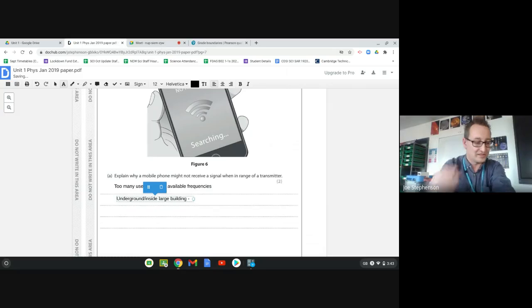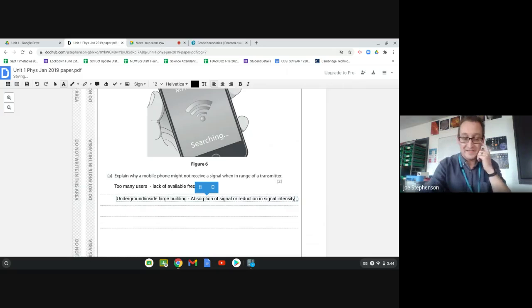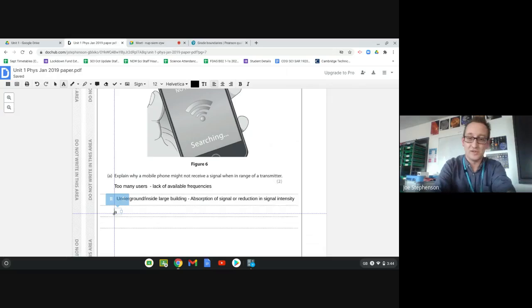Now, what's really important is, don't use the word interference. Interference doesn't come into play when this is the case. What this is about is absorption of the signal, or a reduction in the signal intensity. That signal's dropped so far down that it's not reaching the level you need in order to perform a phone call or a message or whatever it is.